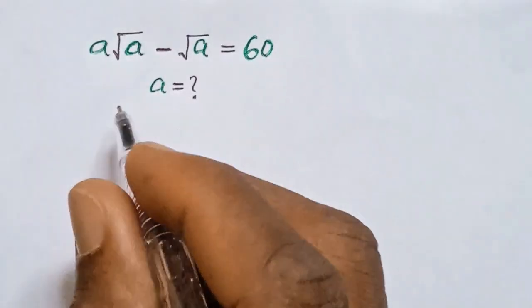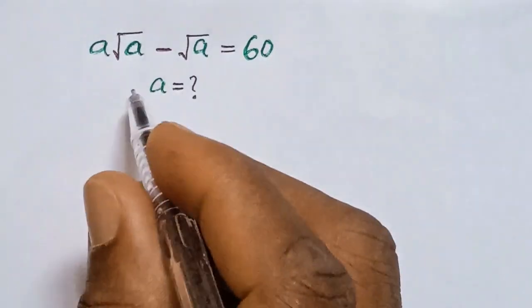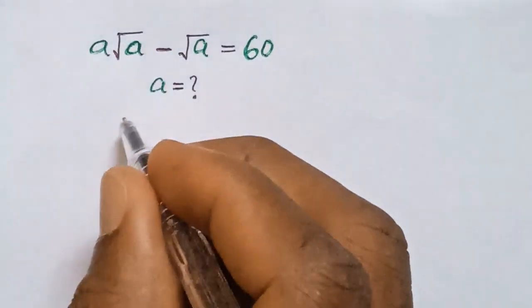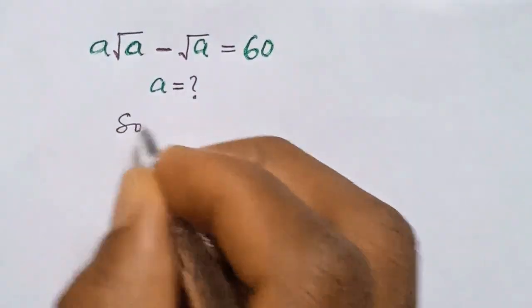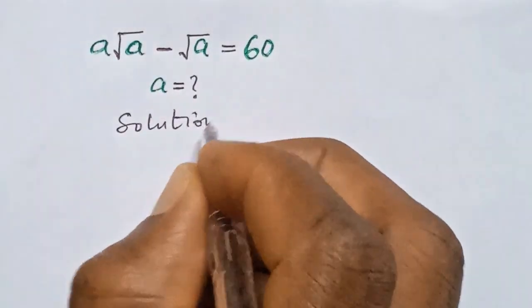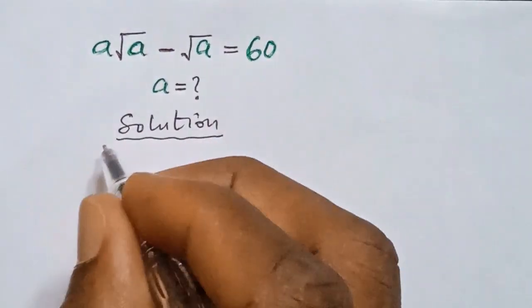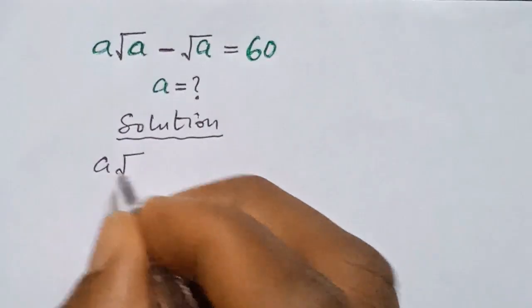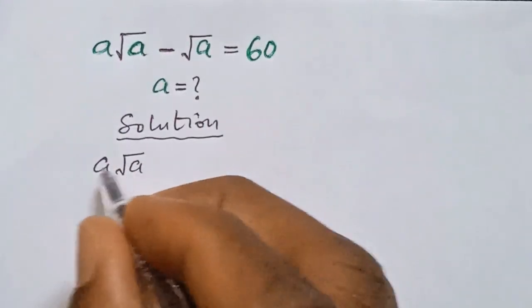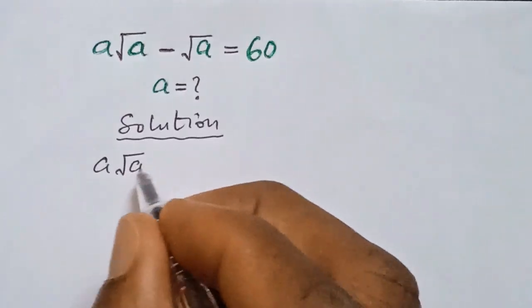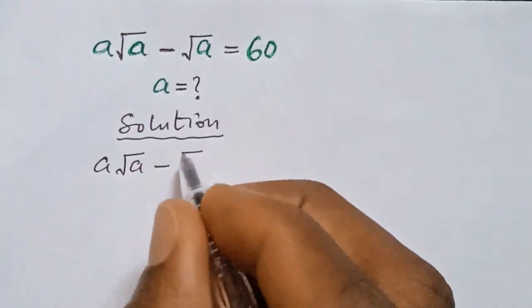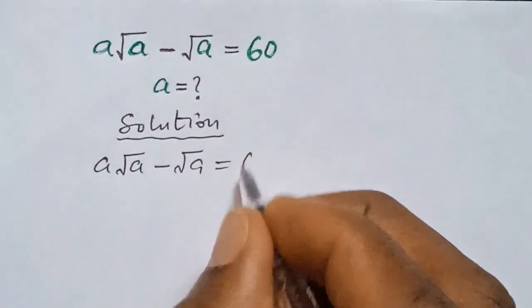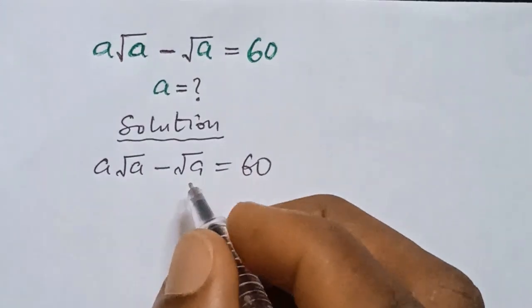So we want to solve this nice algebraic expression. To do that, we have the solution. So we need to put down our question: A multiplied by A multiplied by square root of A minus square root of A equal to 60.